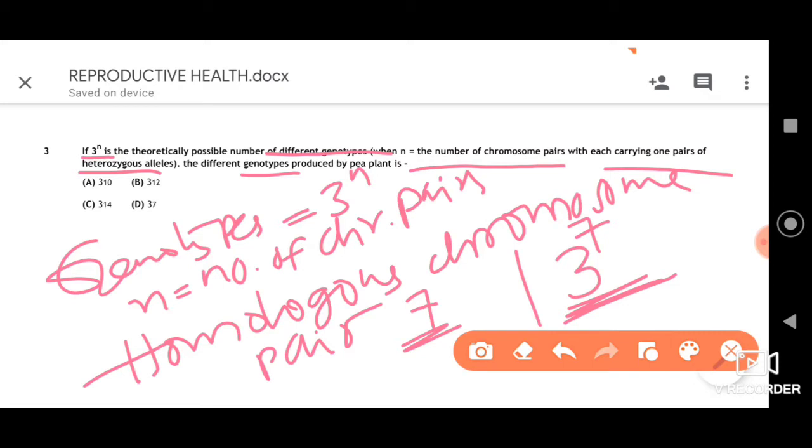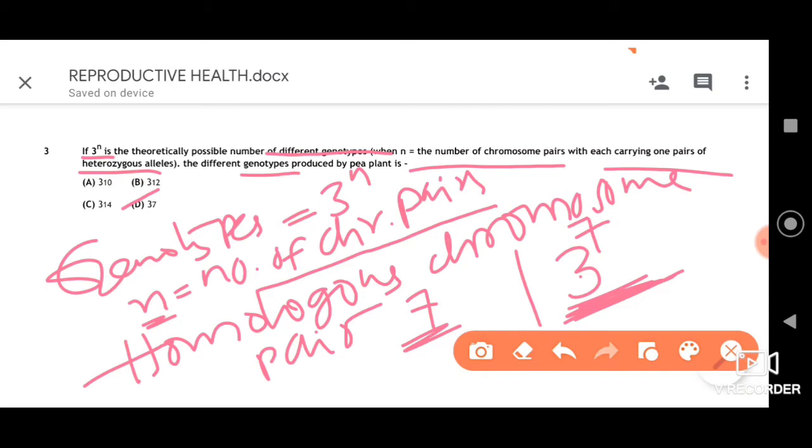Let me repeat, 3 to the power of n is the number of possible genotypes. Where n represents the number of chromosome pairs, each carrying one pair of heterozygous alleles. If we consider that, then in the P plant the homologous chromosome pairs are 7. So the possible genotypes in the P plant would be 3 to the power of 7. So please go for option 4.